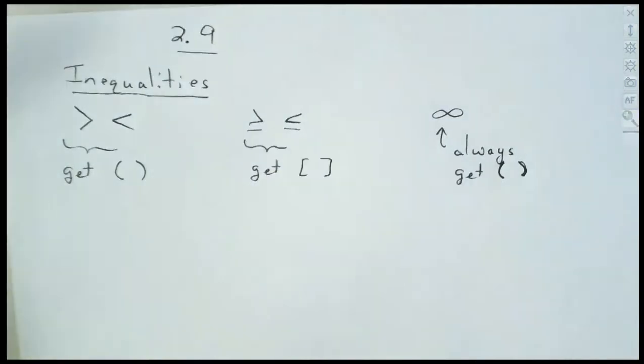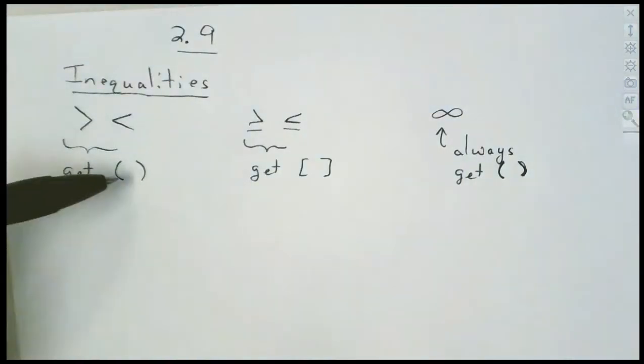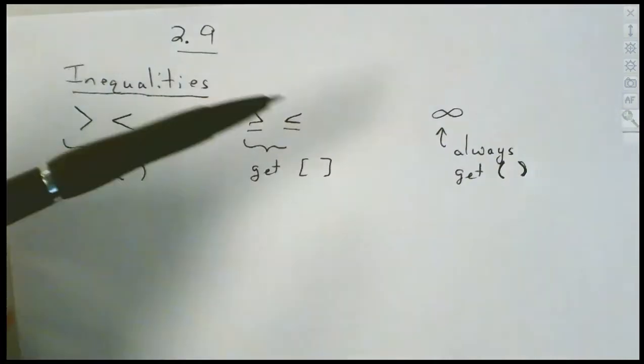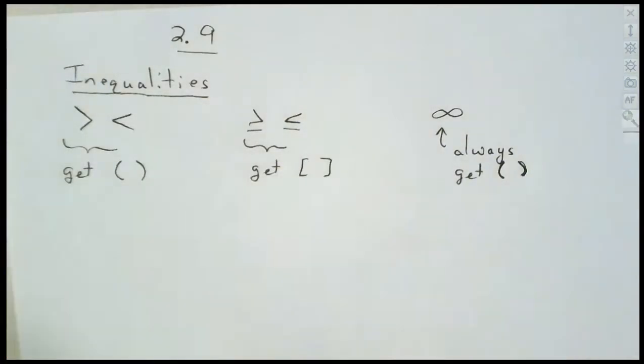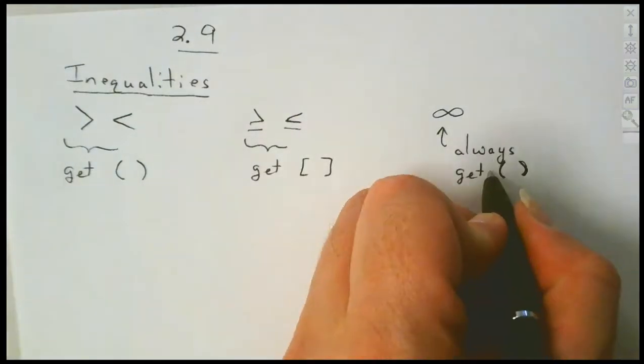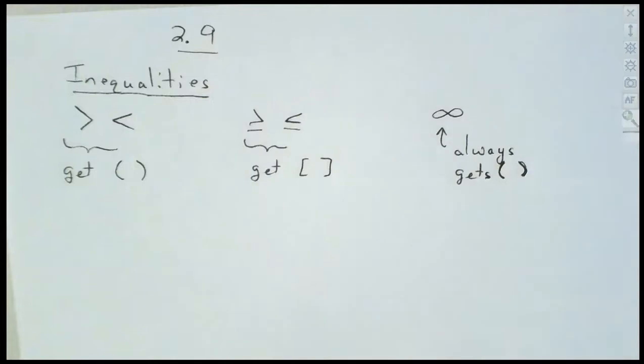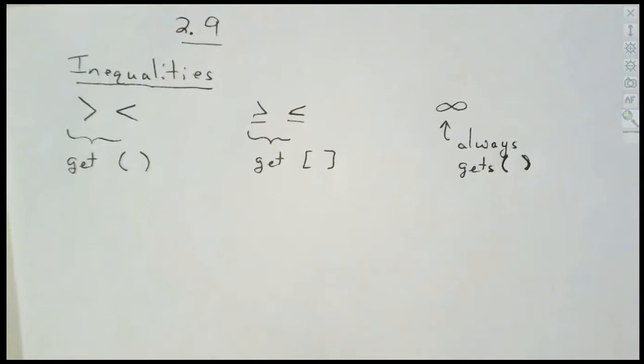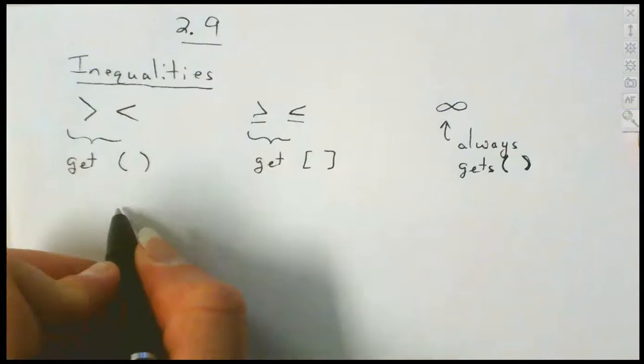So if there's no bar underneath on our inequality, then it's going to get parentheses. If there's a bar underneath, then we use our square brackets. And if we have an infinity symbol, it always gets parentheses. So we're going to graph a couple of these on our number line first before we start actually working with the inequalities and solving them. So let's graph and write this one in interval notation.